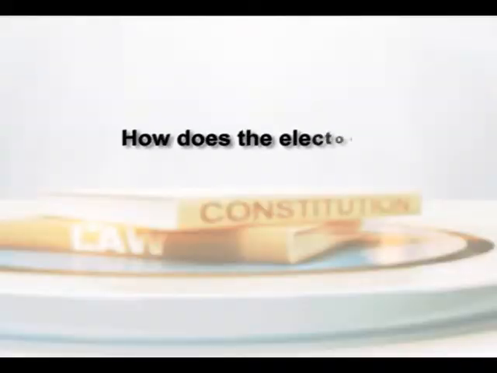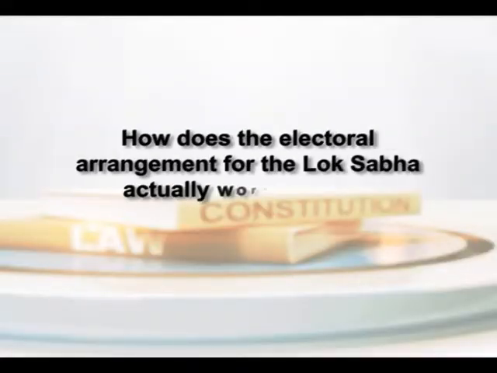Now let us see how the electoral arrangement for the Lok Sabha actually works in India. The members of the Lok Sabha are elected directly by the people. As already stated, for the purpose of election, each state has been divided into a number of territorial constituencies based on its population. Constituencies are more or less of the same size with regard to population.